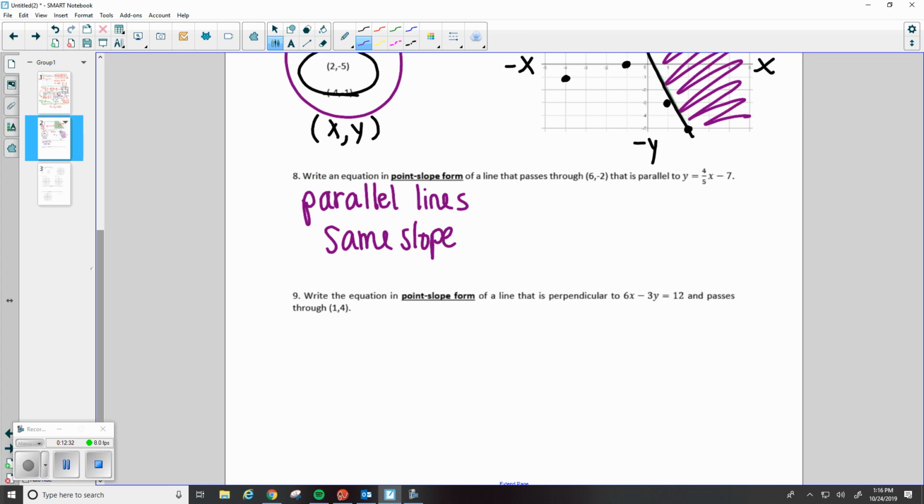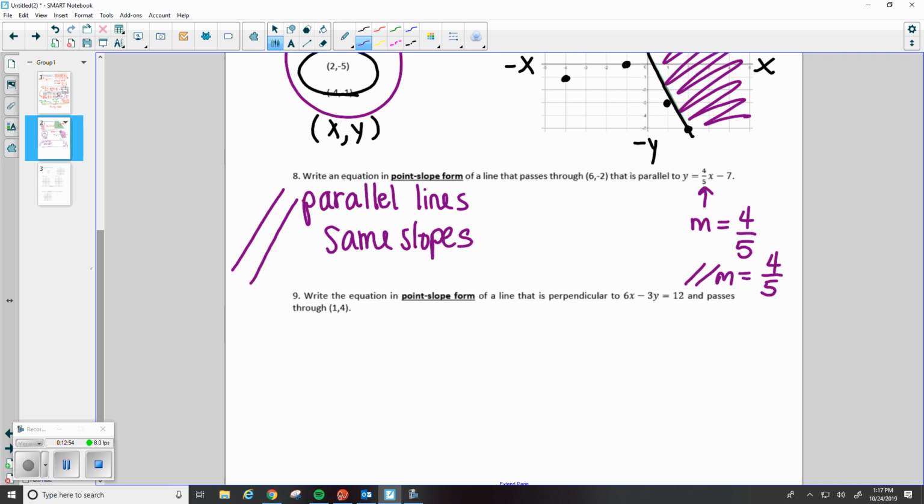Because for 2 lines to be parallel to each other, they can never cross. So their rise over run needs to be the exact same. So when I look at this equation, I'm looking for the slope. So I look right here with the x. So the slope is 4/5. So my parallel slope is also 4/5.